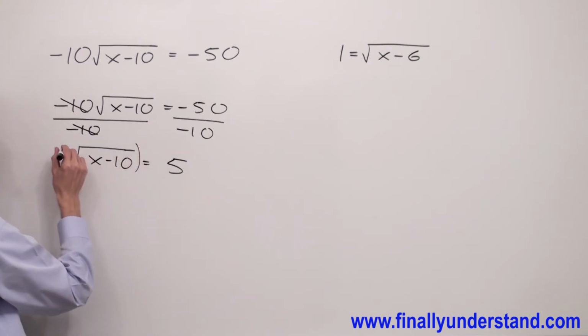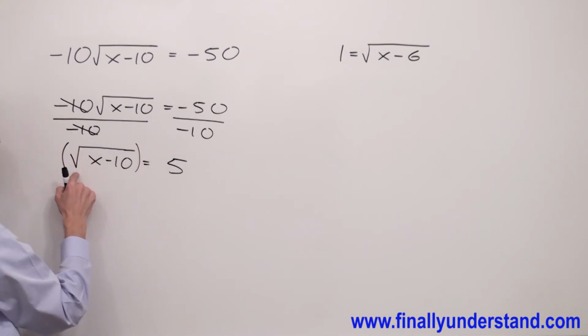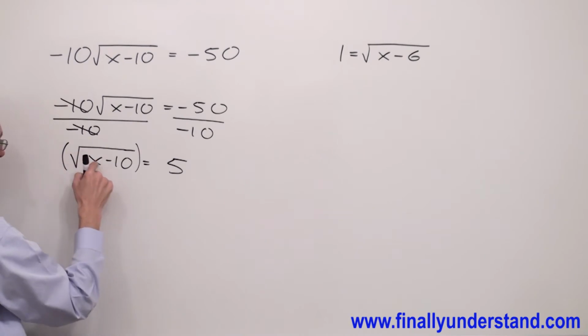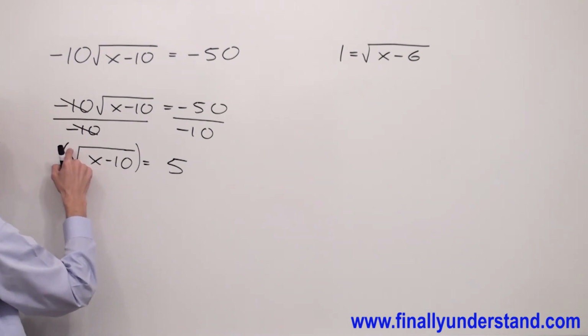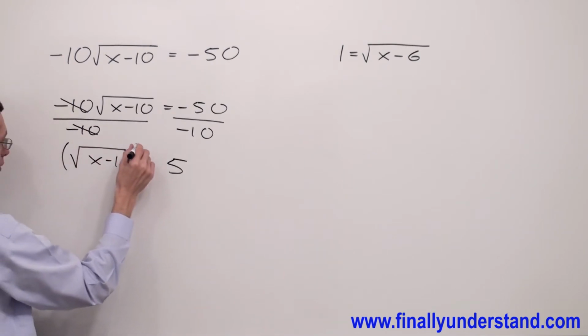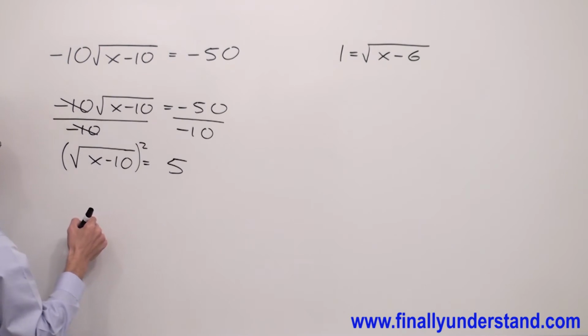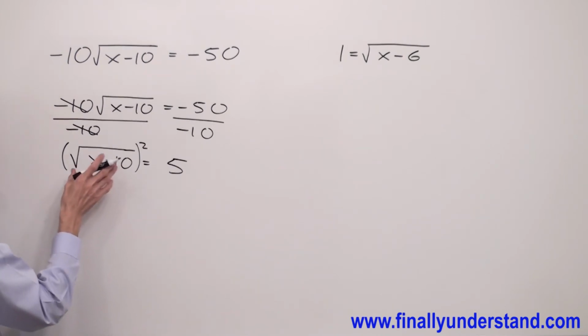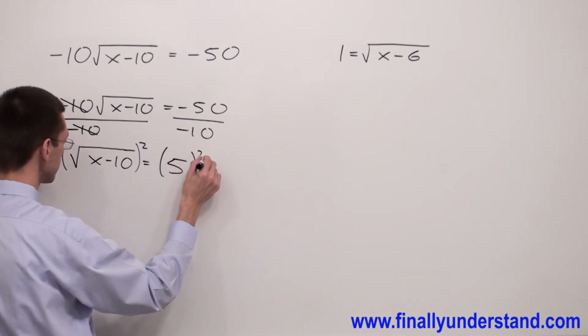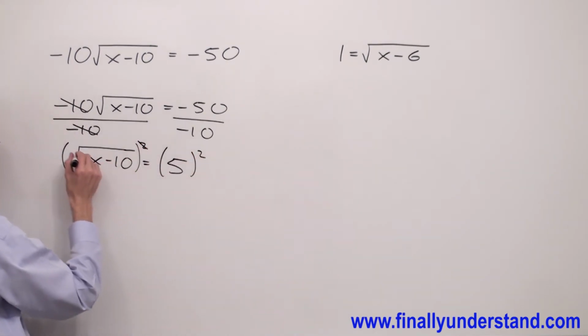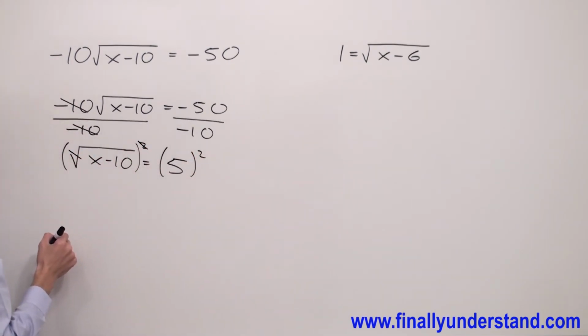Remember, anytime you want to eliminate a radical, you're supposed to raise the radical to the exponent which is equal to the index. Remember, anytime there is no index, there is always an invisible 2. That's why I'm going to raise this radical to the second power. Whatever I did on the left side, I have to do also on the right side. The exponent will cancel my radical.